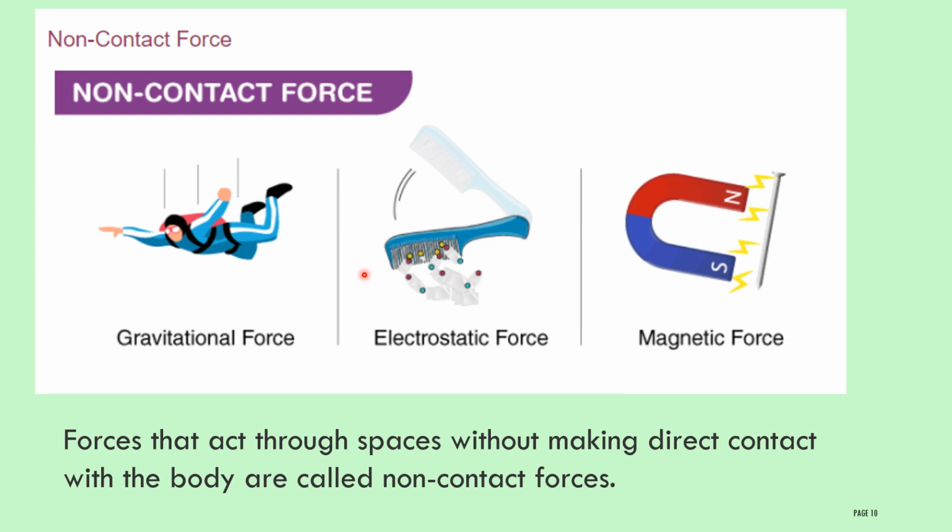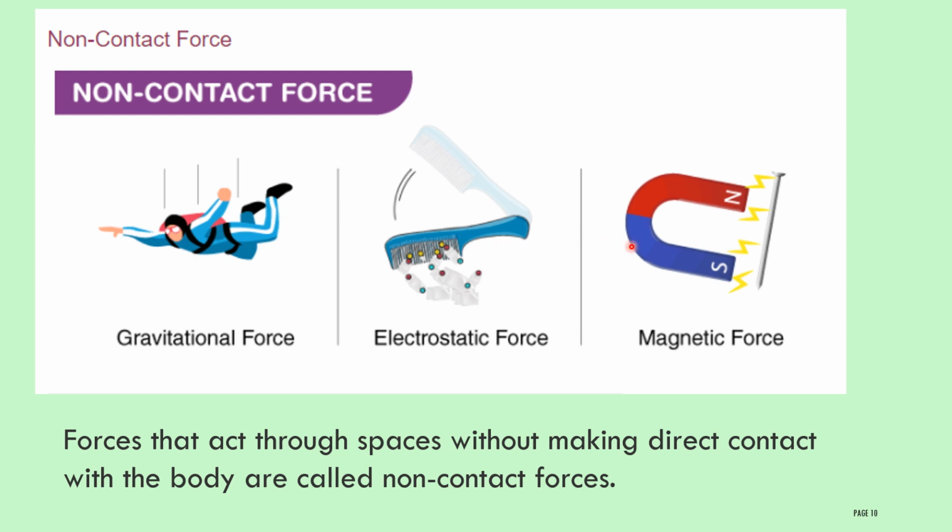Second one is electrostatic force. Consider a comb. Rub the comb with hair, then the comb will get some charge, like a positive charge. Then you have some pins. When you bring the comb near the pins, the pins are attracted by the comb. It indicates that a force exists between the pins and the comb. That force we will call an electrostatic force.